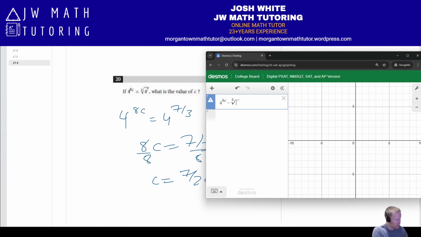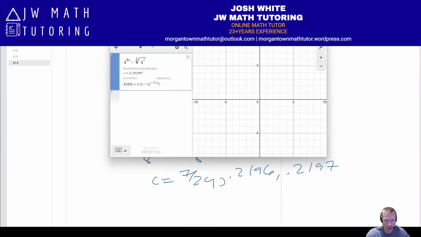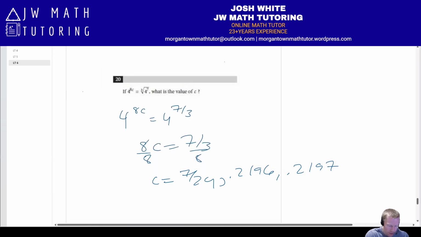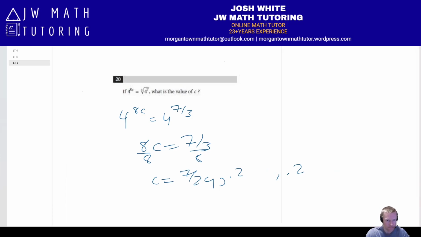We can get a cube root and then 4 to the 7th. Not r to the 7th. There we go. Okay, so now we have the value of c. You could enter the decimal. Here again, you see the 0.29. I wrote it wrong, just reading my handwriting wrong here. It should be 0.2916 or 0.2917.